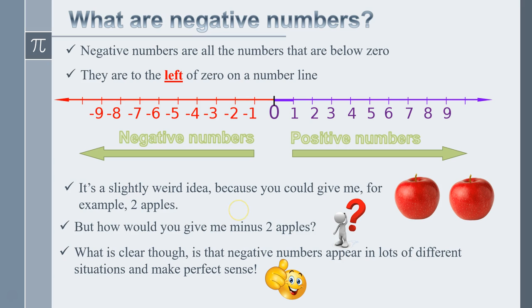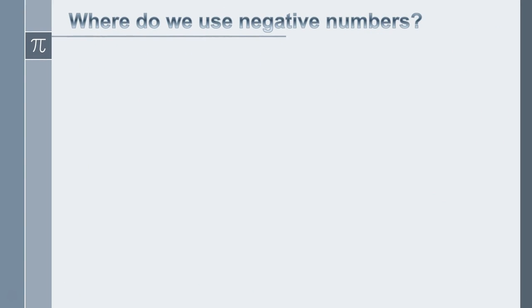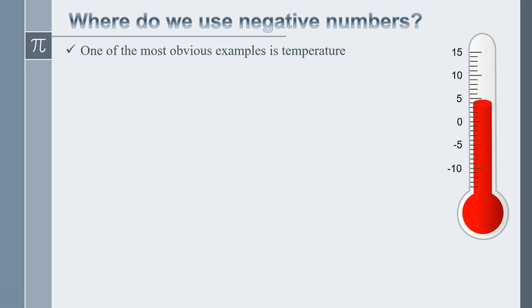So let's just have a quick look at one context where you might see negative numbers appearing a lot, and the most obvious one that we can think of really is temperature. And hopefully you're familiar with the idea of a thermometer and temperature scale, and so we've got 0 there. Clearly this thermometer is at 4 degrees, but if the temperature drops, we're into minus figures for our temperatures.